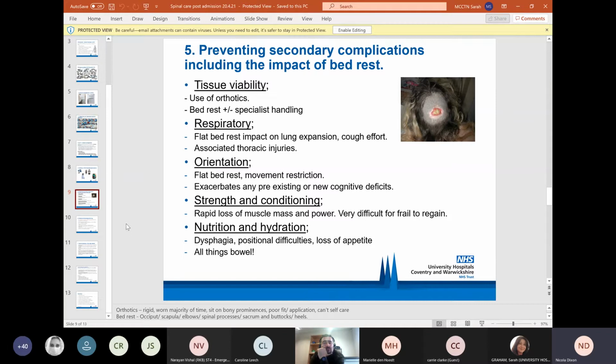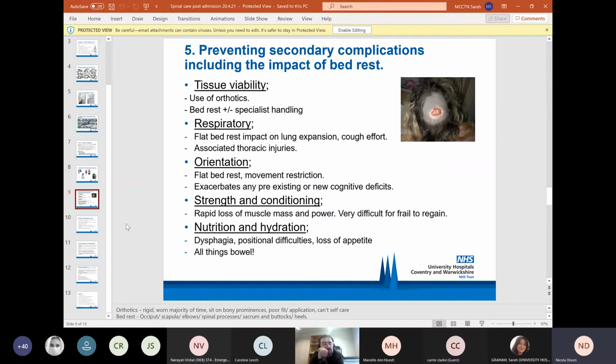Nutrition and hydration is a big thing for us as well. And we get our dietitians involved with all our spinal cord injury patients, but that's something to consider also with the spinal fracture patients. Very hard to swallow, lying flat on your back. The elderly are likely to have a porous swallow anyway.